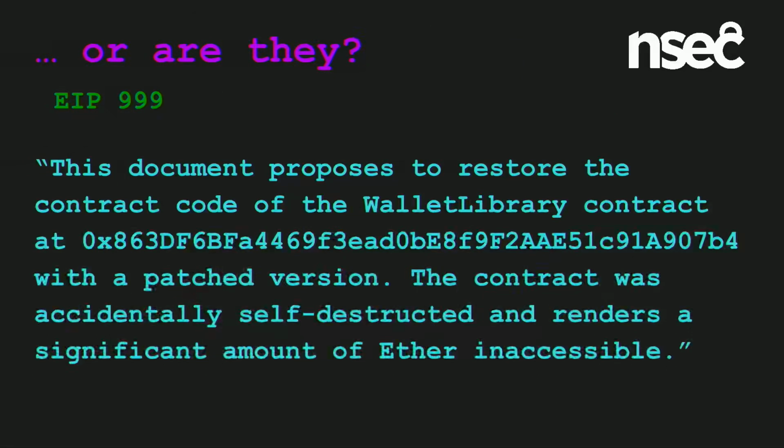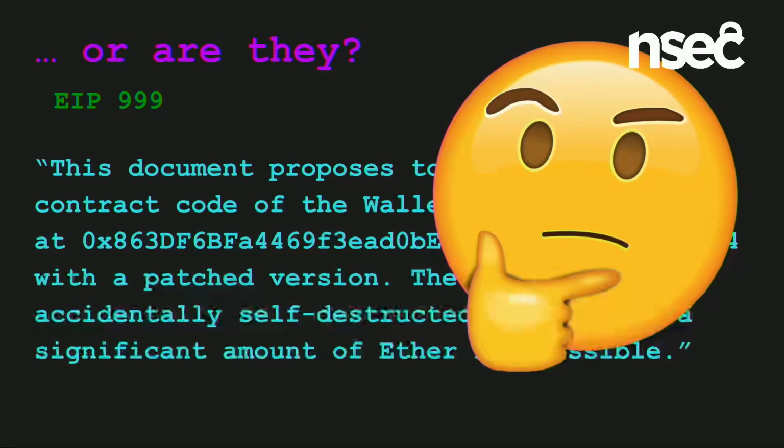So an EIP is an Ethereum Improvement Proposal. This one was recently put forth by the Parity devs, and it was to restore the contract code of the wallet library contract with a patched version. The contract was accidentally self-destructed and renders a significant amount of Ether inaccessible. And no one really knows what to do about this yet.